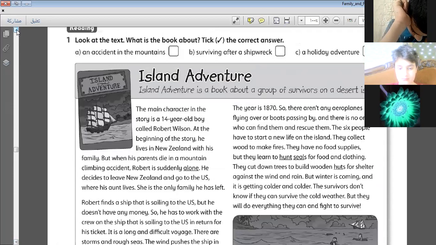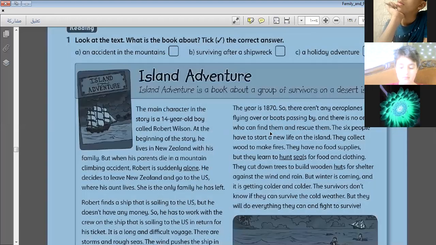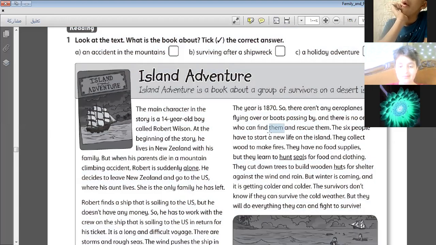Next paragraph. The year is 1870. There aren't any airplanes flying over or boats passing by, and there is no one who can find them. Underline them. The underlined pronoun refers to what? We have a question here, the pronoun them. And rescue them. The 6 people have to start a new life on the island.